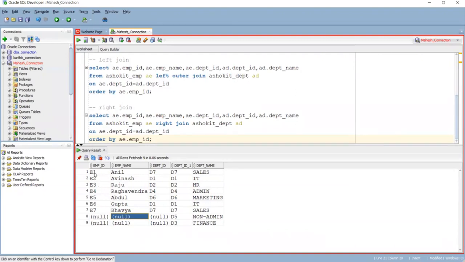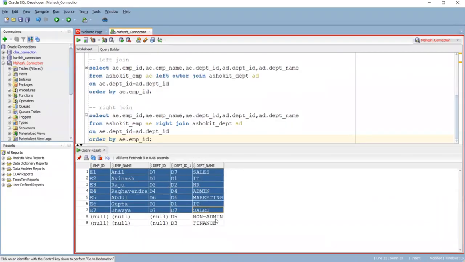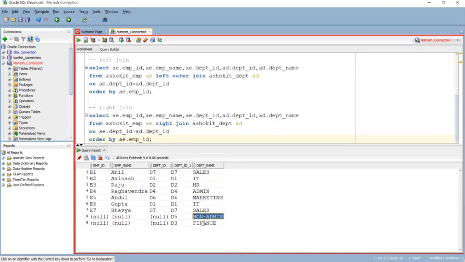So the 7 records are nothing but the matched records from both the tables. And then on the right-hand side we have 2 departments, sir, which are not satisfying the join condition. That is nothing but Non-admin and Finance. Do we have any employees under the Non-admin and Finance departments? No. That's why the left-hand side table selected columns become null.